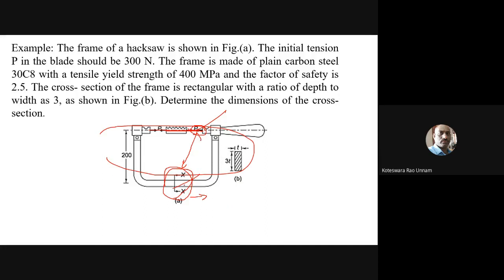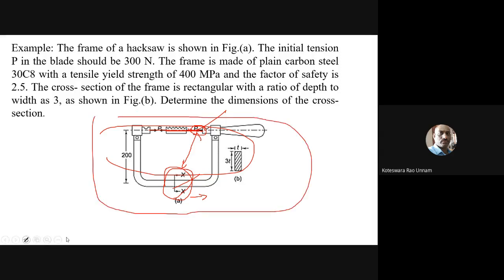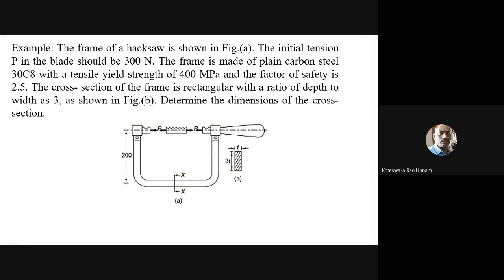So therefore, if that kind of scenario exists, we'll call that kind of loading scenario a complex loading or combined loading. That means because of the given loading, the component will be subjected to both kinds of stresses, that is normal stress as well as shear stress.